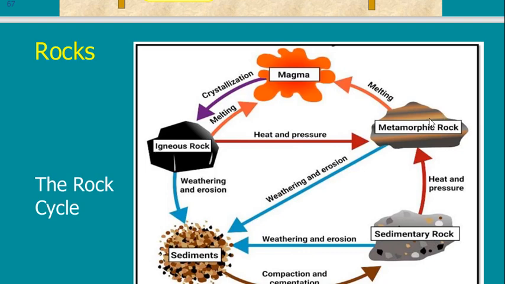What about metamorphic rock and igneous rock? If they are affected by very strong heat, they melt to become magma, and this magma comes out in volcanoes to become igneous rock, and so on. So this is how all types of rock interchange between each other.